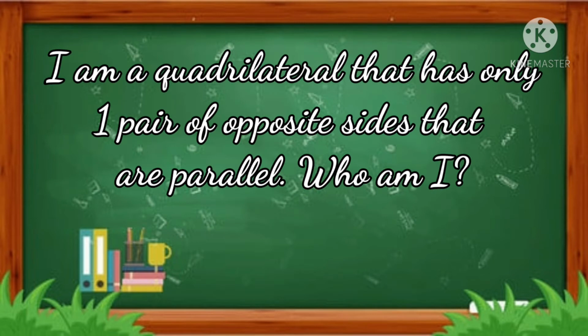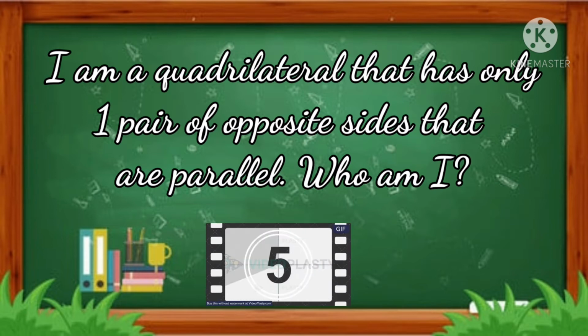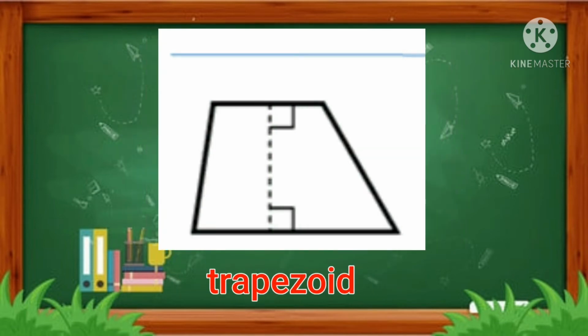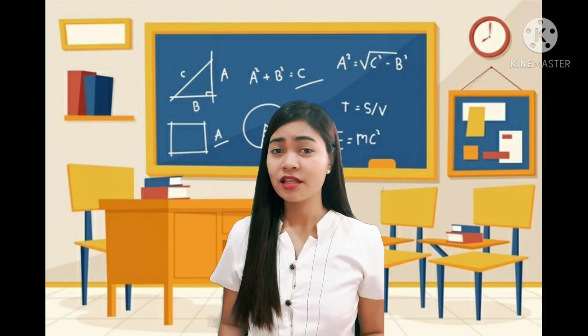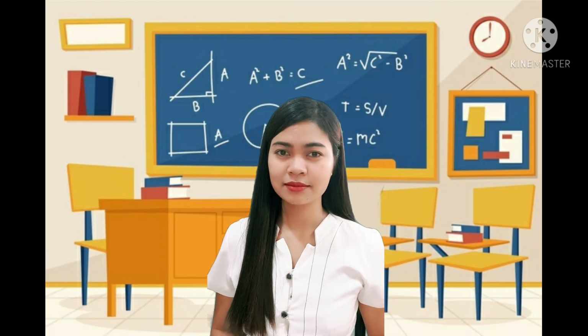I am a quadrilateral that has only one pair of opposite sides that are parallel. Who am I? That's great! It's a trapezoid. Did you enjoy the game?